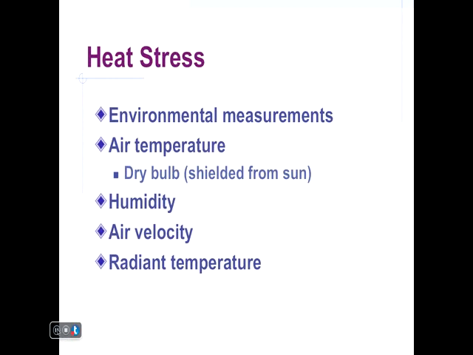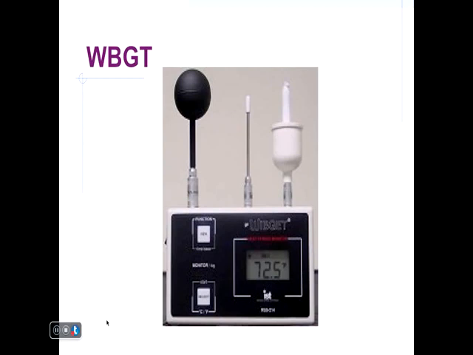This is assessed by a dry bulb, which is something that's shielded from the sun. We try to assess the relative humidity and air velocity because those are going to affect how well a person can sweat. And we're going to try to assess the radiant temperature. So we're looking by our environmental measurements of getting some measurement of those R plus C components. And we do that by trying to assess air temperature, humidity, air velocity, and radiant temperature. And we do this in industrial hygiene with what's called a wet bulb globe temperature.